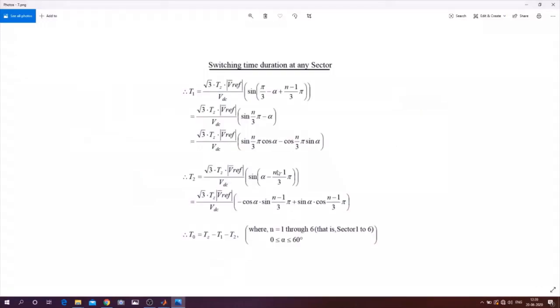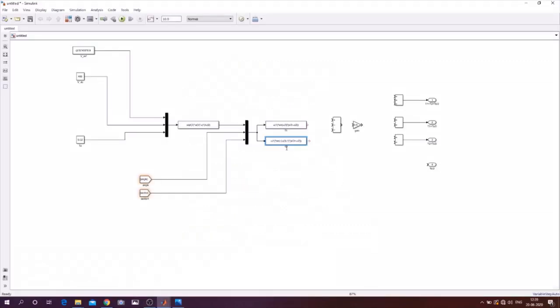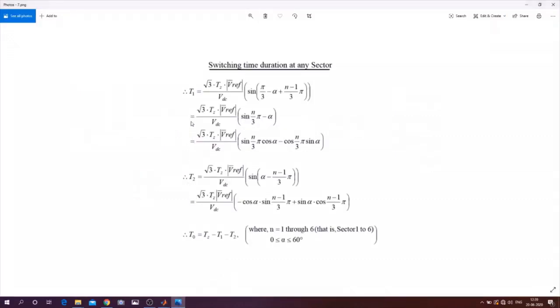Let us check. You see this one, sine alpha minus n minus 1 pi by 3 minus alpha. So I have taken minus out. Okay. Now what I got, T1 and I got T2. Now T0 is what? T0 is TZ minus T1 minus T2.